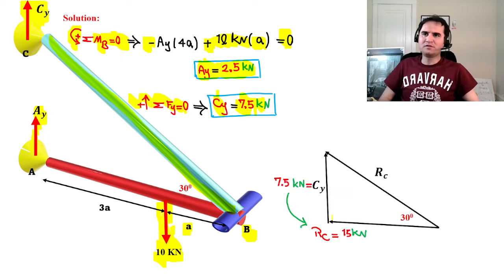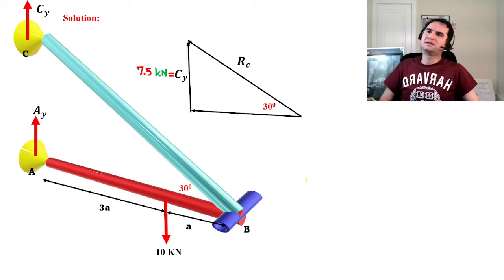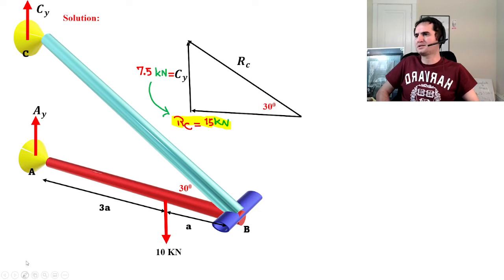So if you develop this triangle, if Cy is 7.5 and this is 30 degrees, the force at C is just, this is half of the hypotenuse, so RC is 15. As soon as we know RC, the force in bar BC, that's 15 kilonewton, and RC is the force inside this rod.